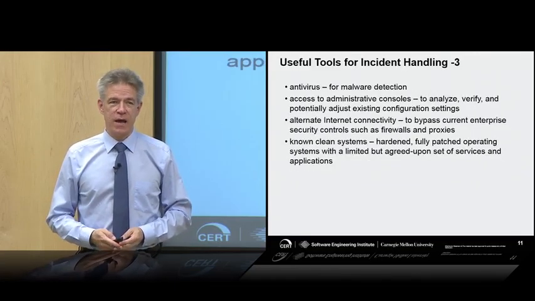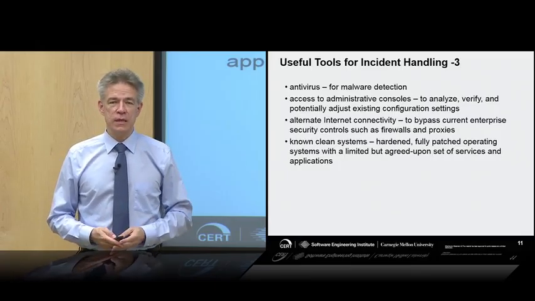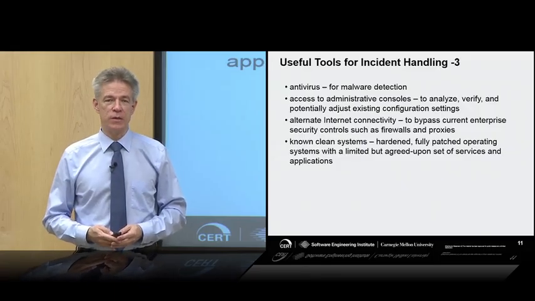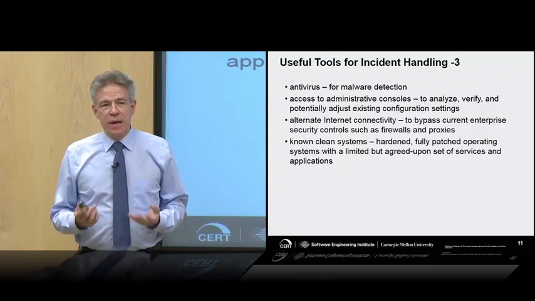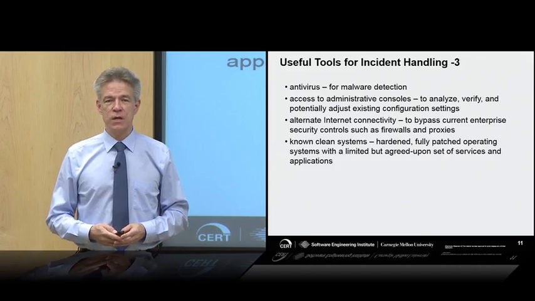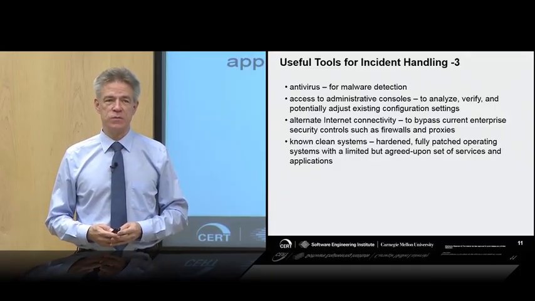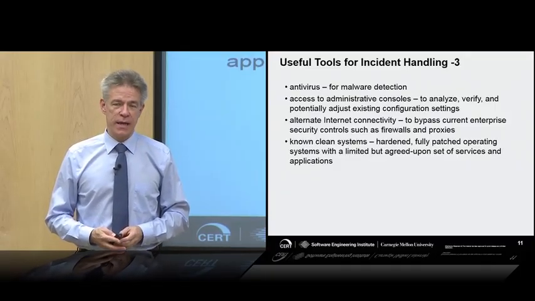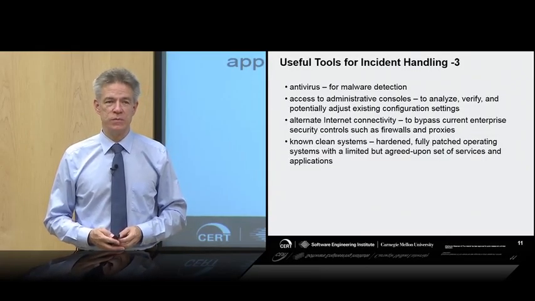You might have antivirus tools either at the network level or on the host level. These too can help identify that there may be some malicious code that's propagating or has already been installed on your network or your systems. Some other things that might be useful as an incident analyst is if you have access to some of the administrative consoles so that you can verify the configuration settings on affected systems and detect and see if there's been any unauthorized or inadvertent changes on those systems.